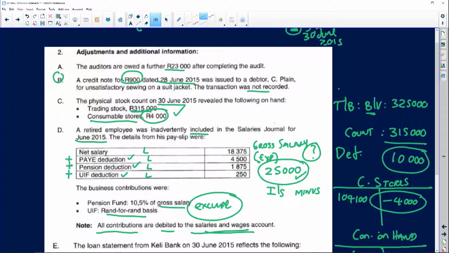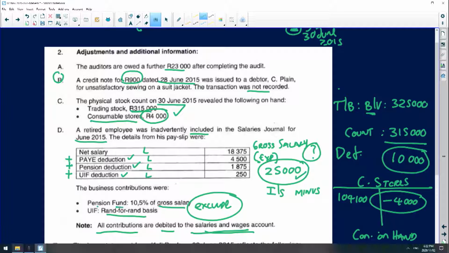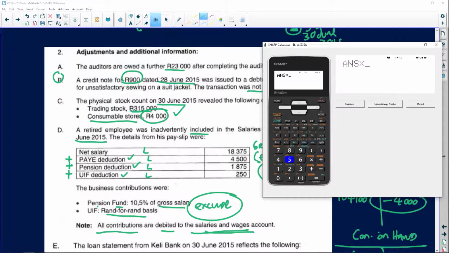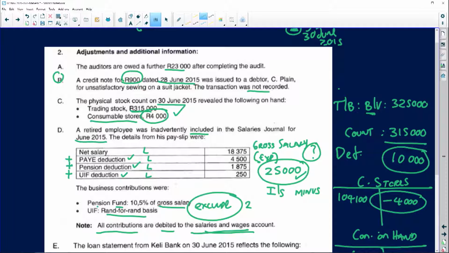So let's calculate the amounts. Let's start with the pension fund. It's 10.5% of gross salary. So 25,000 times 10.5%. Let's just divide that by 100. And that's giving us an amount of 2,625. And then UIF is rand for rand basis. So 250 is the workers' contribution. The business also contributes 250.